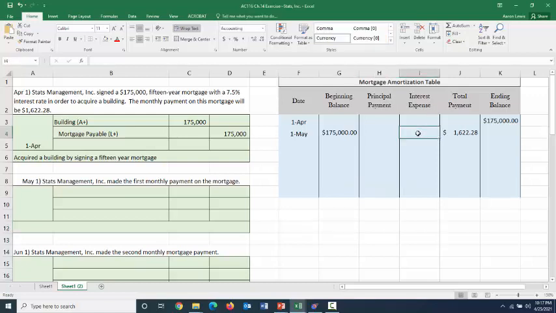And we figure that out by starting with the interest expense. To find the interest expense, you take your amount owed at the beginning of the period, in this case $175,000. You multiply it by the rate of the loan, which is 7.5%, so I'm going to use 0.075. And then you multiply it by time. We are making a monthly payment, so 1 out of 12. And if we do that, we determine that the interest expense is $1,093.75.